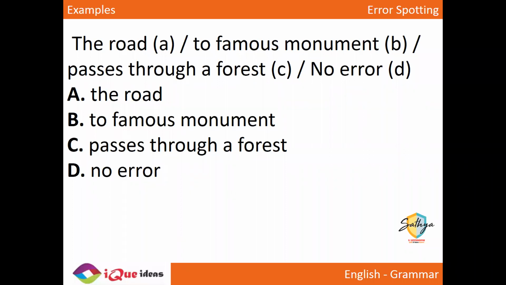Okay, so this you're talking about a road and to a very specific place, right? Famous monument. So you know which specific monument you're talking about. So when you're talking about something specific, it is good to use the specific article, the definitive article. So the road to the famous monument passes through a forest. So when you're talking about a specific monument, you are supposed to use the definitive article the. So the road to the famous monument passes through a forest, right?